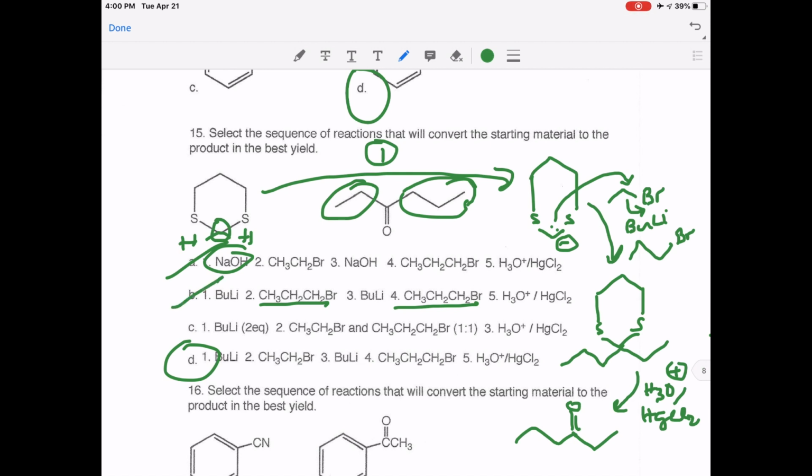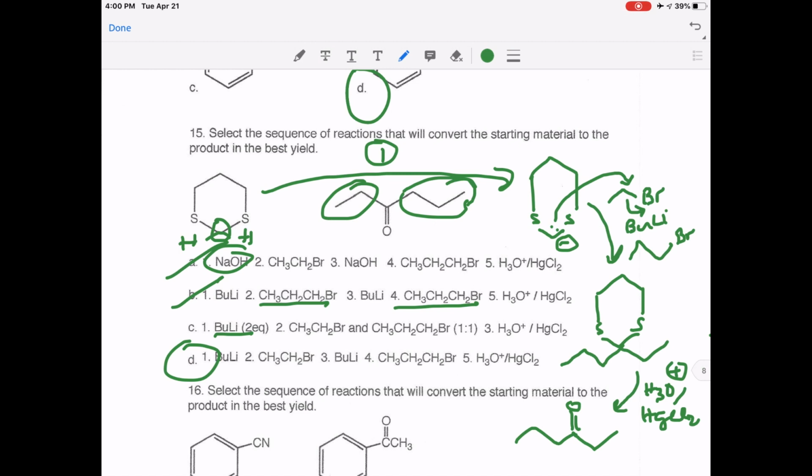If we look at the third choice, this one is a little bit trickier. We have butyllithium, but we have two equivalents of it. And then we have a 1-to-1 mixture of ethyl bromide and propyl bromide. And you might be thinking that we have all the reagents that we had for choice D, but the order that we add them matters.